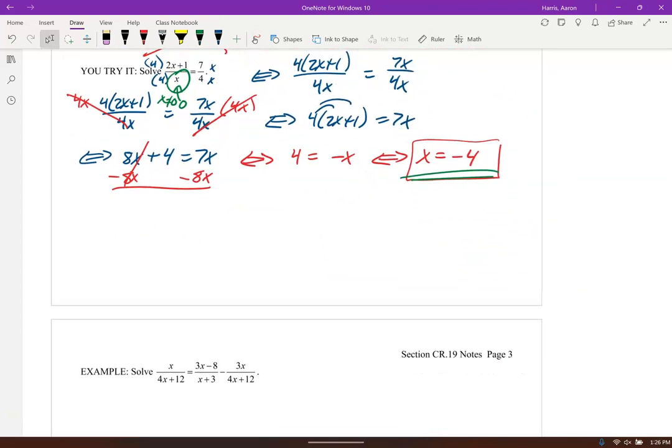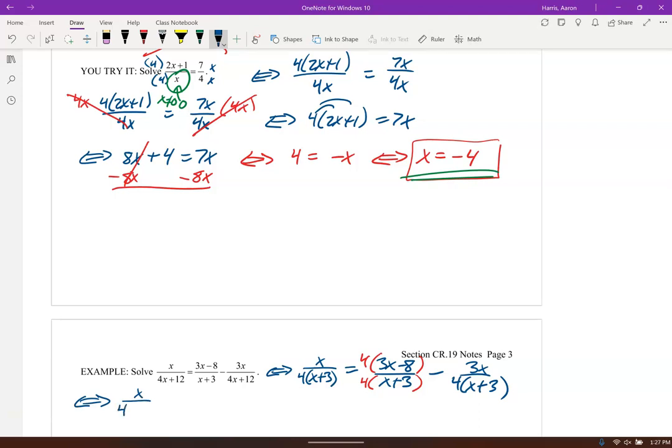Okay. This one here, let's go ahead again. The right-hand side, we've got to get that to have a common denominator. So notice if I was to factor this, I have x over 4x plus 3 equals 3x minus 8 over x plus 3 minus 3x over 4x plus 3. So this right-hand side, they both have an x plus 3, but this one's missing a 4. So I'm going to give it a 4. Now it'll have a common denominator on that right-hand side. Left-hand side, we're fine.